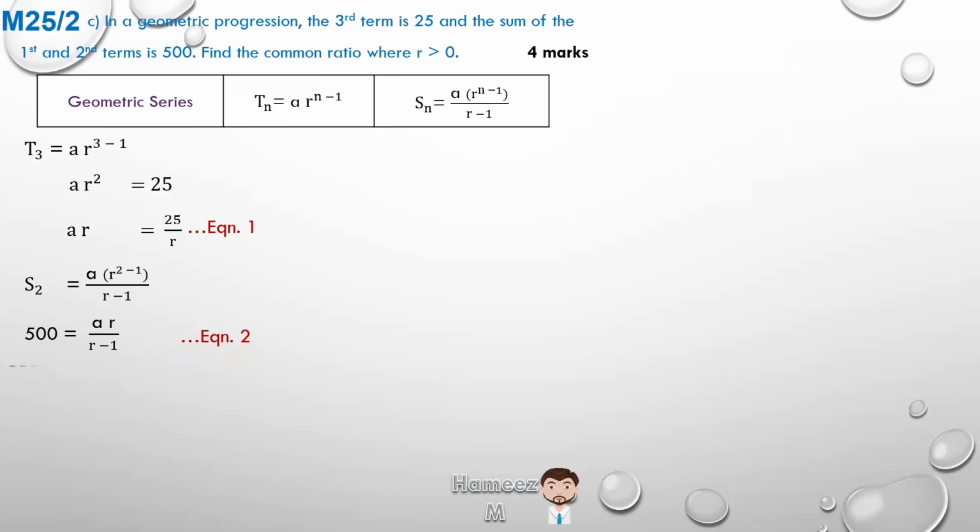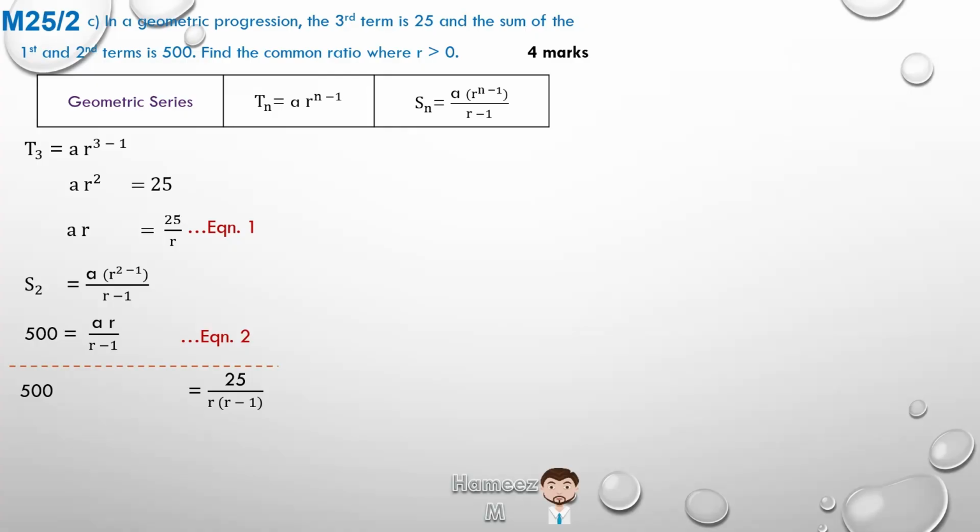If we recognize that, we can now take equation 1 and equation 2 and substitute one into the other. So ar from equation 1 is 25 over r. So we can rewrite equation 2 and replace ar by 25 in the numerator and r in the denominator. So 500 is equal to 25 divided by r minus 1.